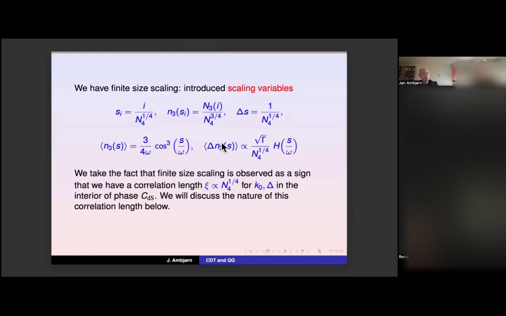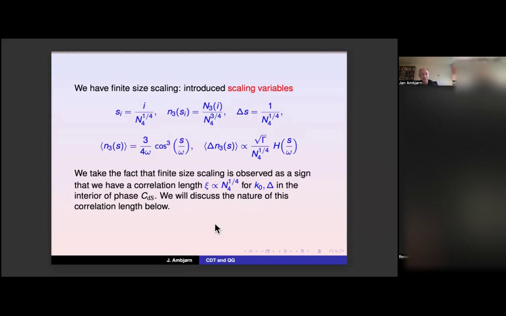And similarly, the fluctuations collapse to one curve, but multiplied by this factor here. So the fluctuations go to 0 when N4 goes to infinity. But the fact that we observe this finite size scaling, we take this as a sign that we have a correlation length which is equal to the linear dimension of the system for arbitrary values of these in the interior of this phase. So I will discuss the nature of this correlation length at the end of the talk.